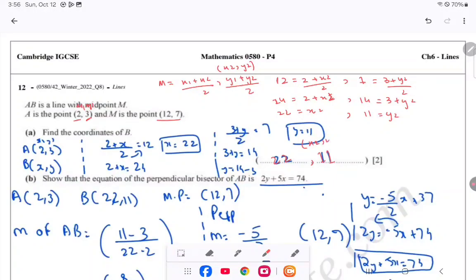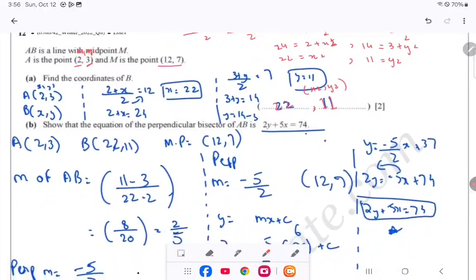So the perpendicular bisector equation of AB is 2y plus 5x is equal to 74. Now this is the line equation, or we can say 2y is equal to negative 5x plus 74.